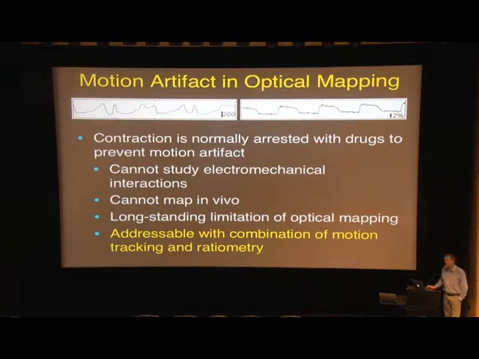So in that setup, we had to give a drug to the heart that prevents it from contracting, so that the electrical activity is more or less preserved, but it doesn't contract anymore. We would like to be able to map in beating hearts. One reason is that we would like to study electromechanical interactions between the electrical wave and either stretch that's imposed or stretch that occurs.